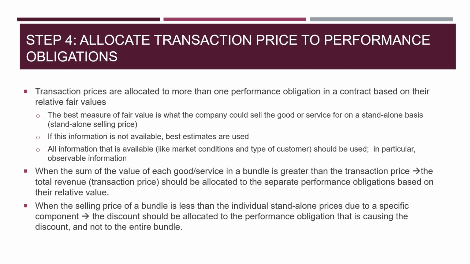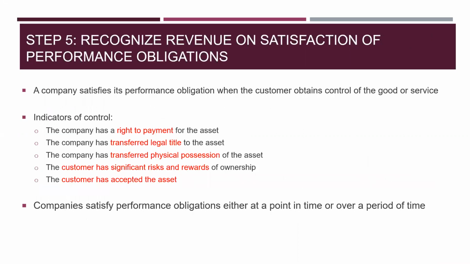Now, how do we do that? We will be using an approach called proration. You have already looked at proration when we discussed basket acquisitions in the earlier accounting courses, but that is what we will use in step 4 in order to allocate our transaction price to performance obligations.